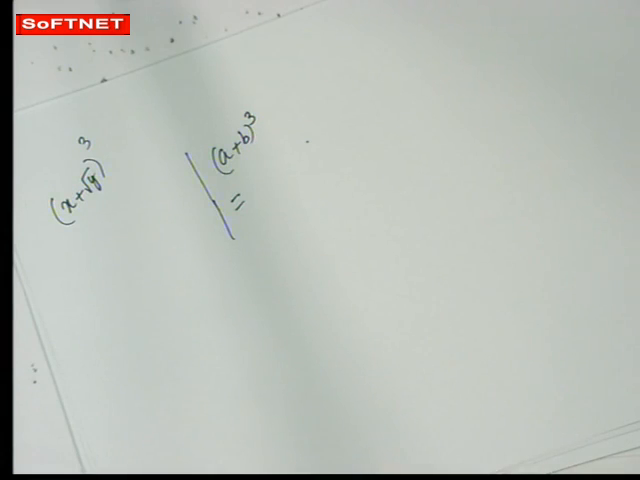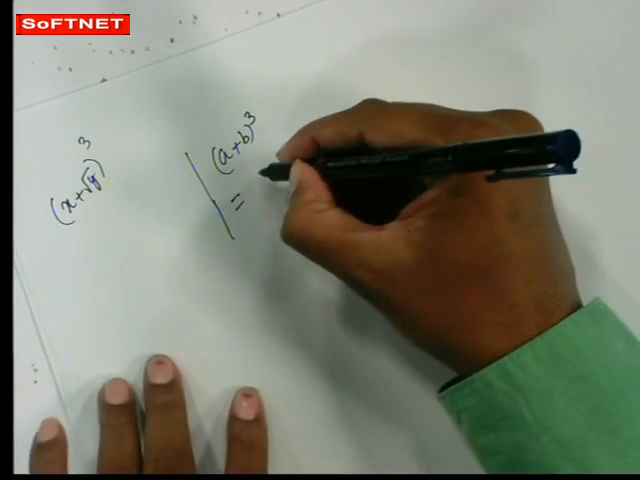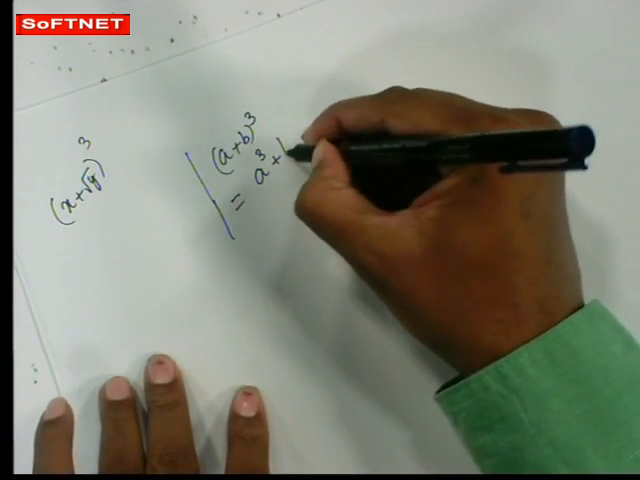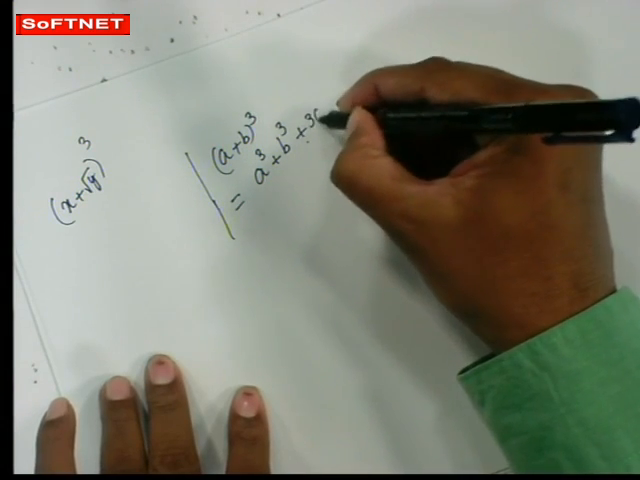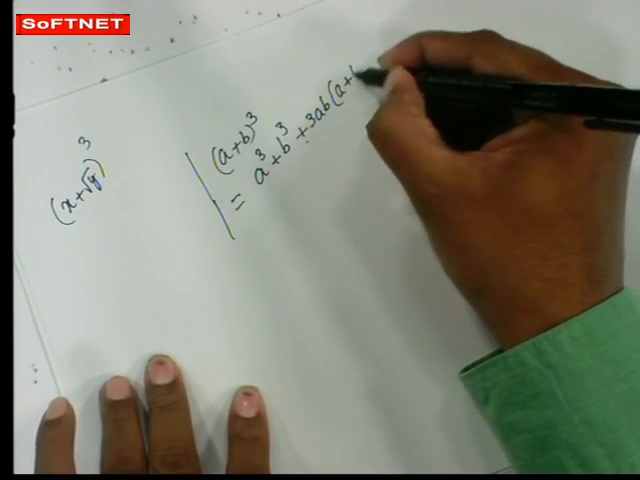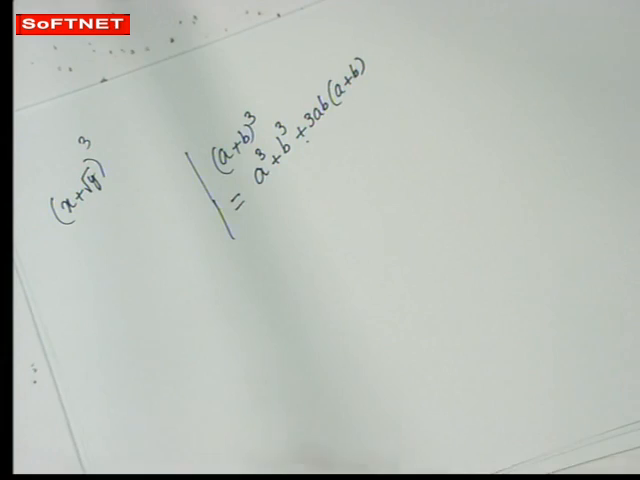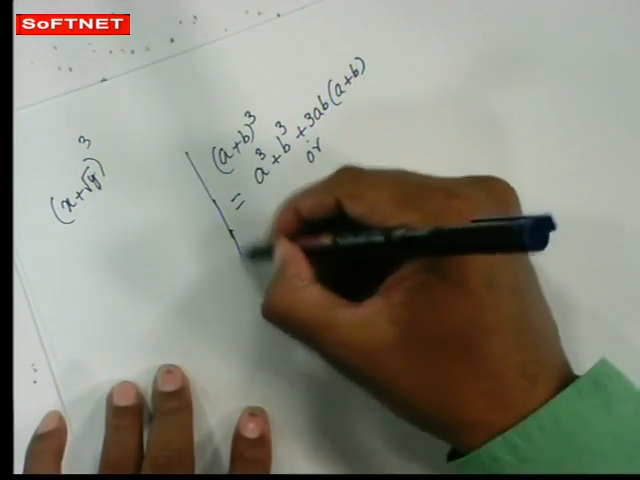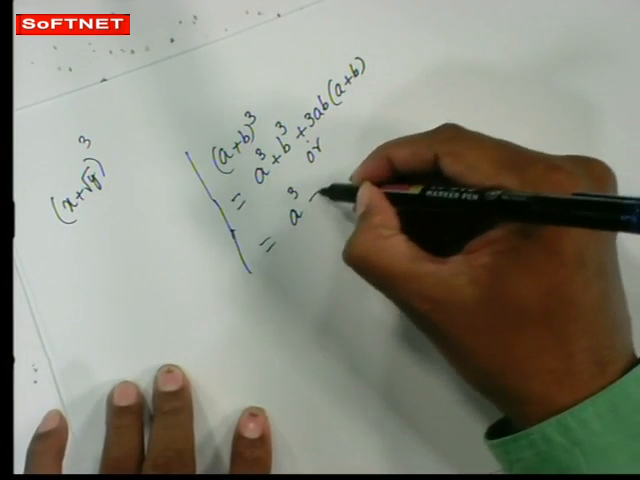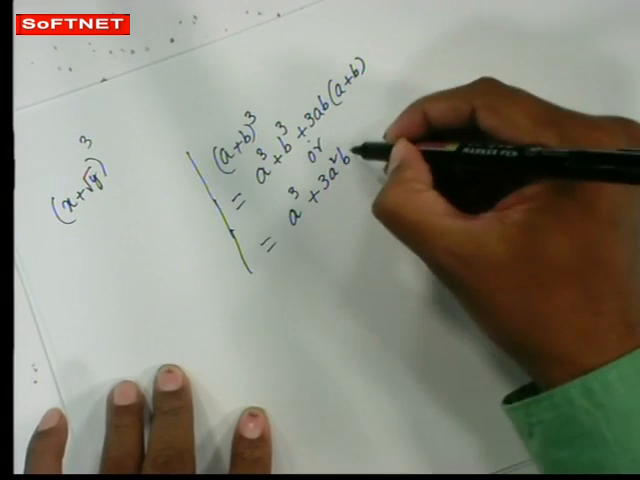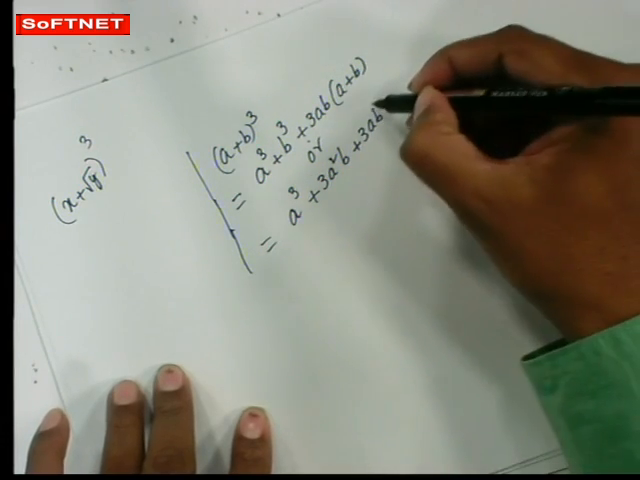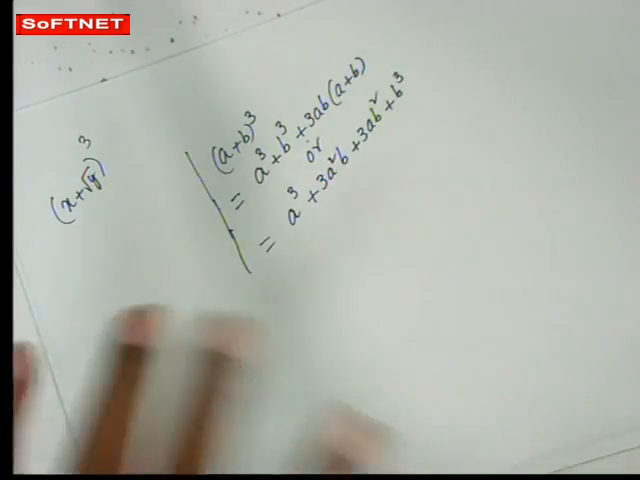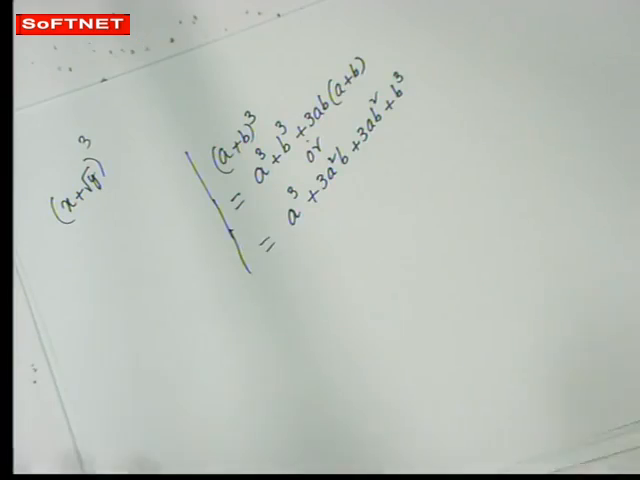Okay, let me repeat once again. (a plus b) whole cube is equal to a cube plus b cube plus 3ab multiplied by (a plus b), or this may be written like this also: a cube plus 3a square b plus 3ab square plus b cube. For our convenience, we have to choose the formula, which depends upon the context of the problem. Okay, now in this case it is better to take the first one.